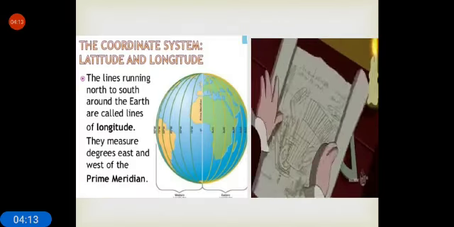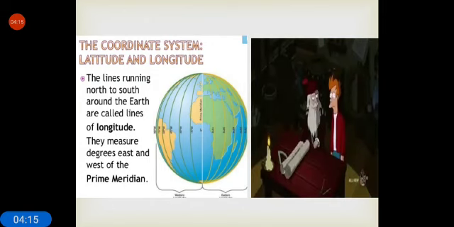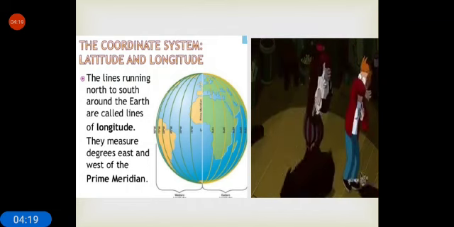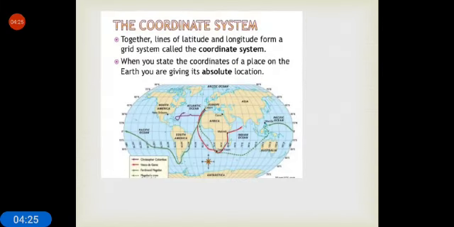The lines running north to south around the earth are called lines of longitude. They measure degrees east and west of the prime meridian. Together, lines of latitude and longitude form a grid system called the coordinate system. When you state the coordinate of a place on the earth, you are giving its absolute location.